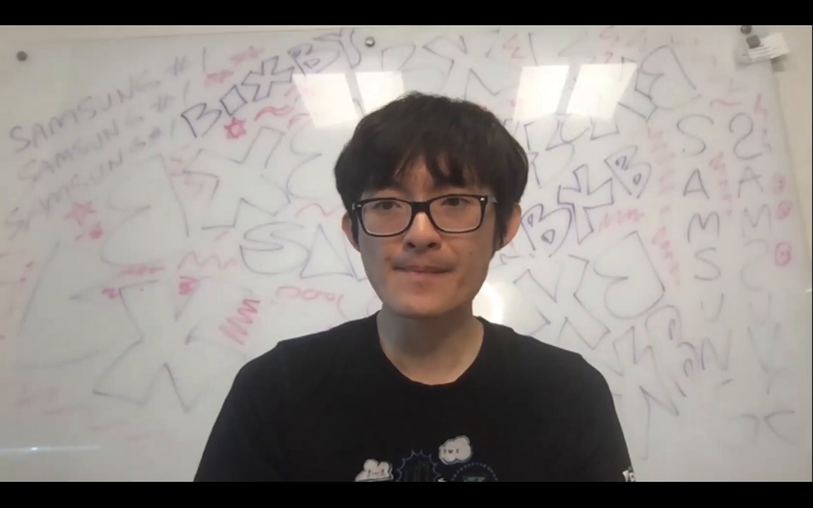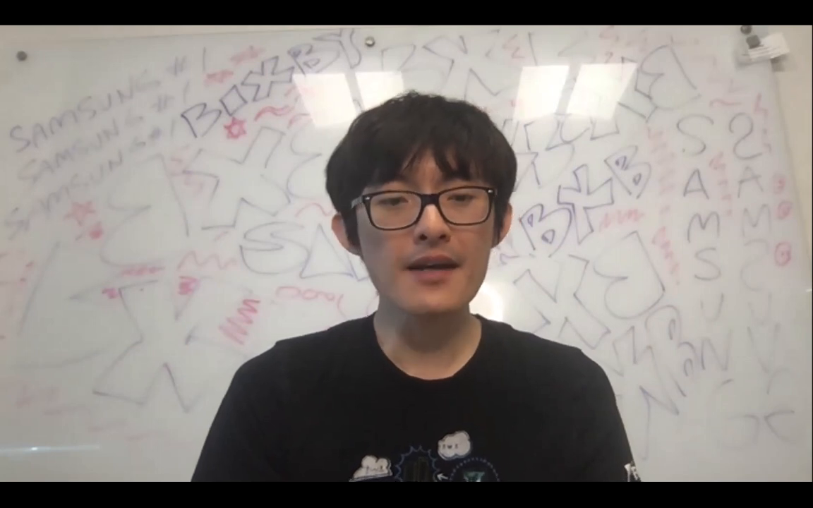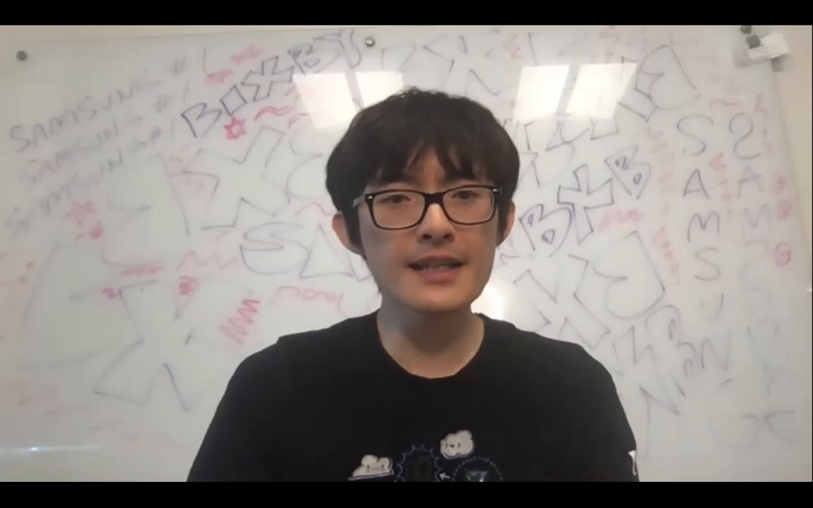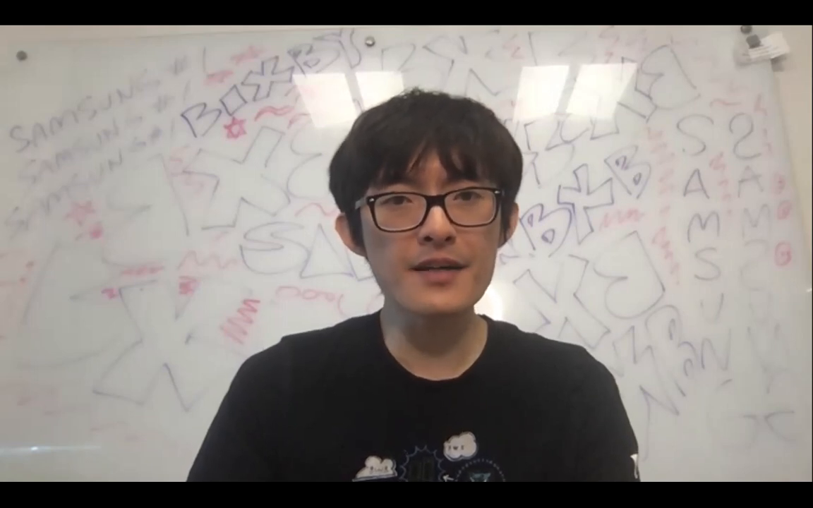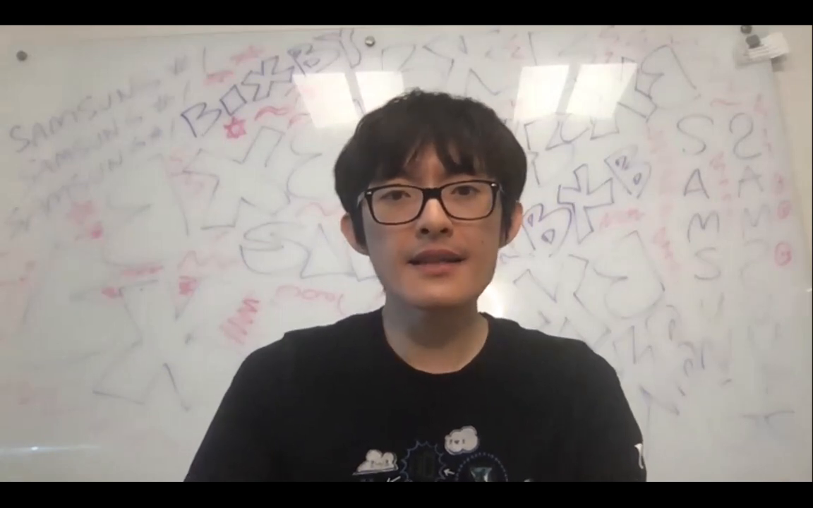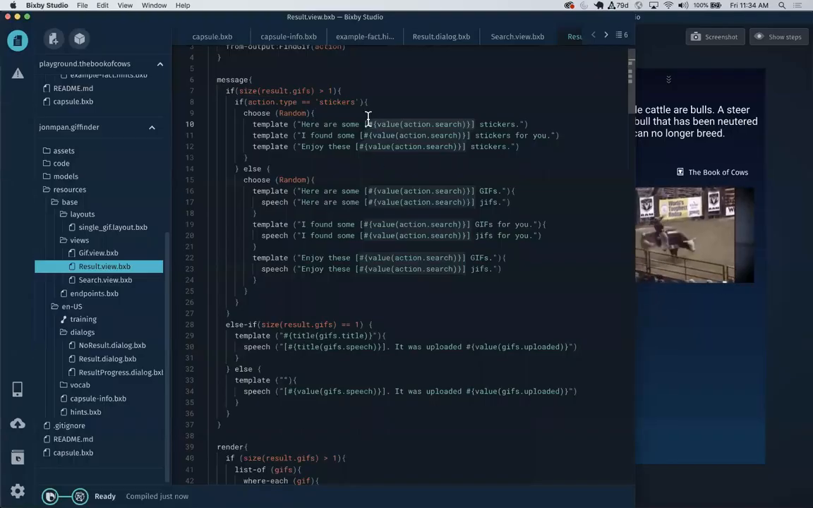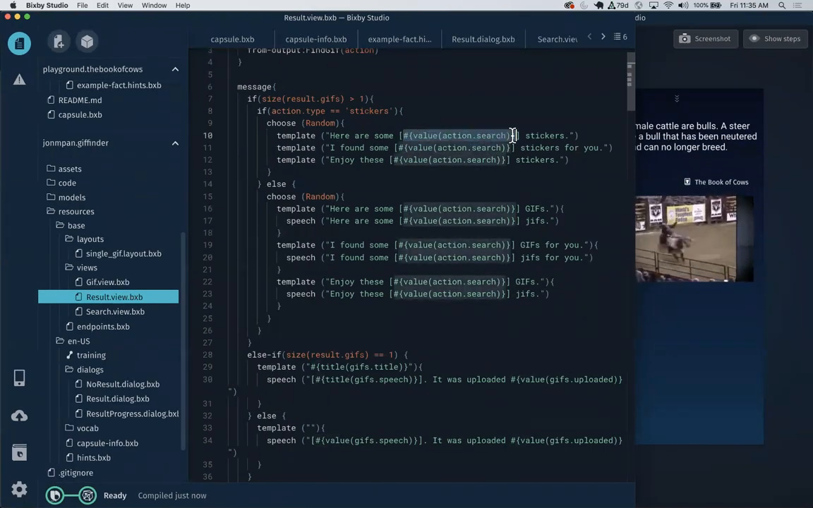Okay. How do you generate the dialogue when the user asks for cats versus cows? Okay, so that goes into the way that you reference variables. I always forget the exact term for this. So right here, here's a giant dialog block. Let me share my screen real quick. Here you can see this syntax right here, #value action.search. And this will refer to whatever the user searched for, so let's say the cat or the cow.